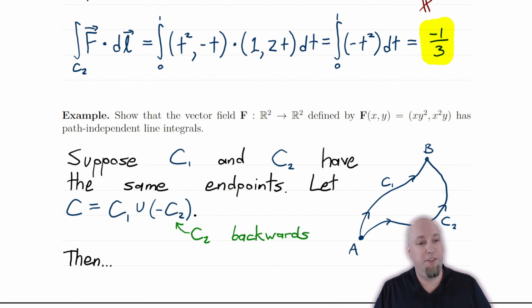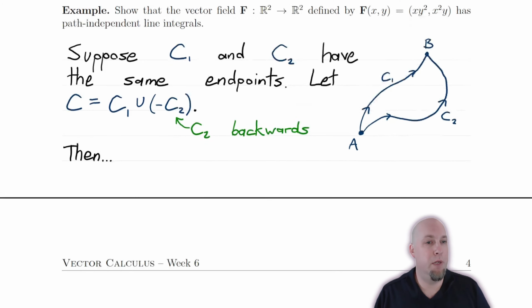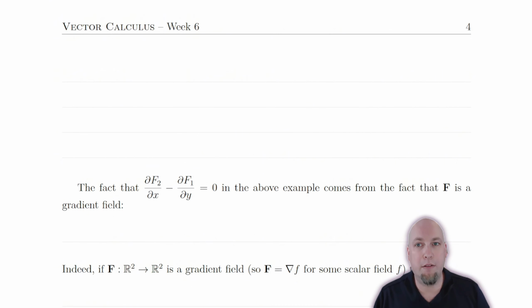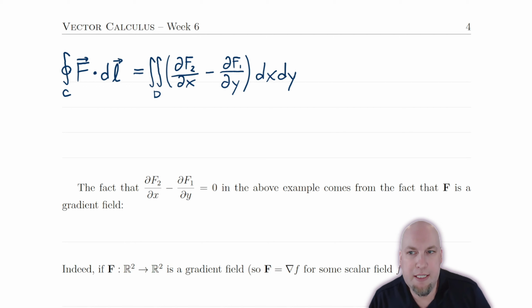Now I can apply Green's theorem. I've got a curve going around a region, and Green's theorem tells me the vector line integral equals the double integral over the region of del f2 del x minus del f1 del y.